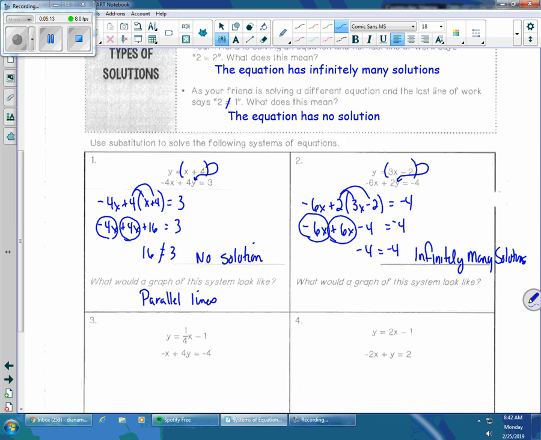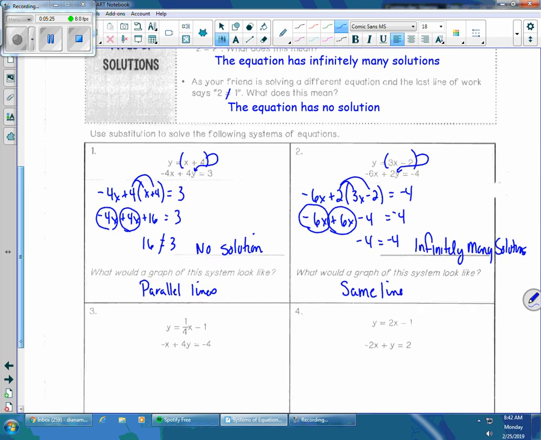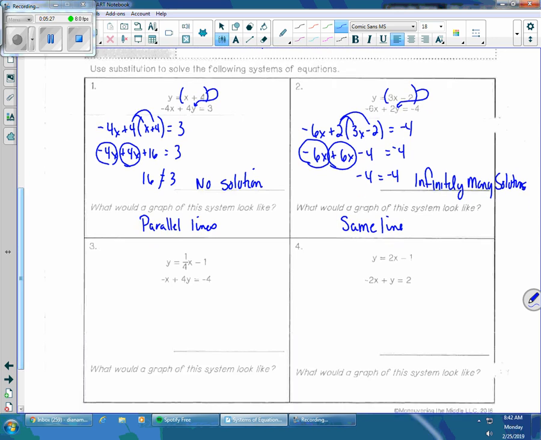So what would a graph of this system look like? One line would be graphed on top of the other line, or it would look like one line. It would look like the same line. Okay? Both equations would look like the same line. What I'd like you to do right now is pause the video and see if you can solve number 3 on your own. Okay? Put your parentheses around, substitute in, rewrite the equation.